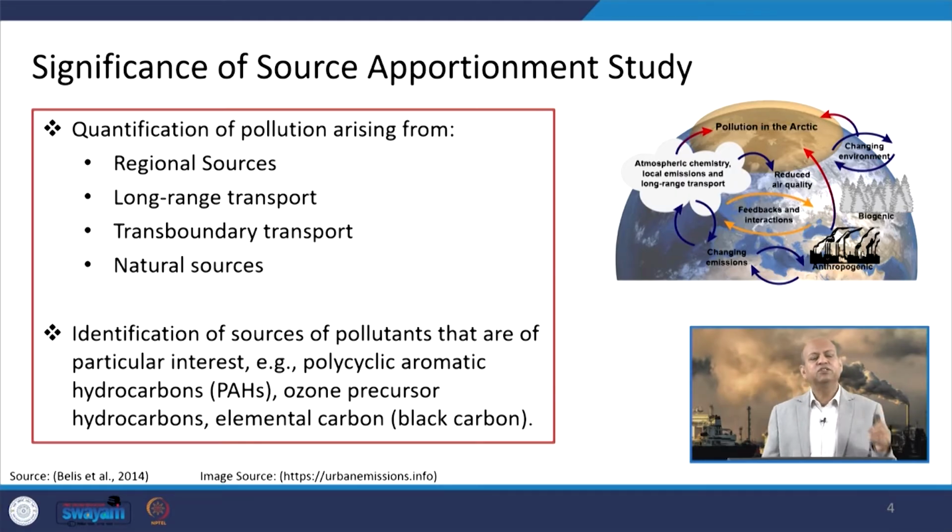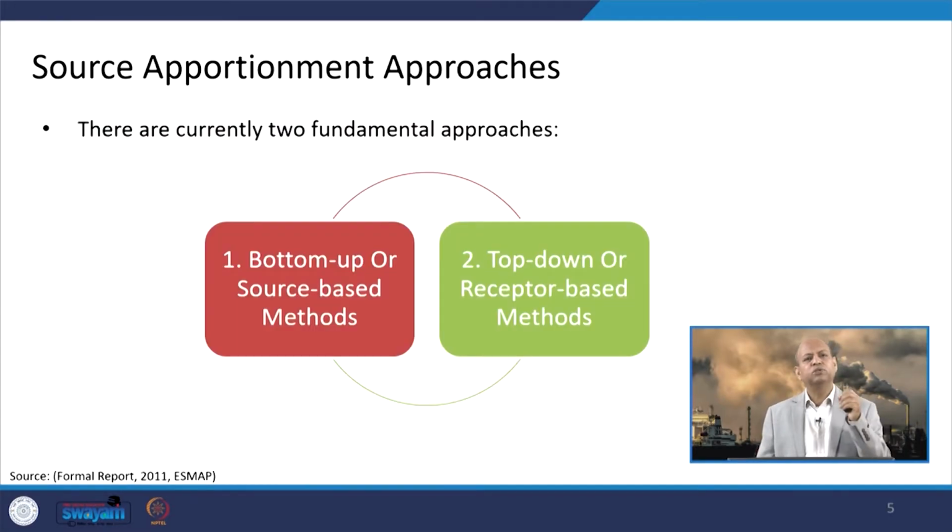So, there is the identification of different sources of the pollutants that are of particular interest, like polycyclic aromatic hydrocarbons or PAH, or ozone precursors like NOx emissions or CO emissions, then hydrocarbons, elemental carbon, black carbon, and particulate matter, PM10 and PM2.5, all of which are very important from the health risk point of view also. So, we look into those pollutants and their specific sources.